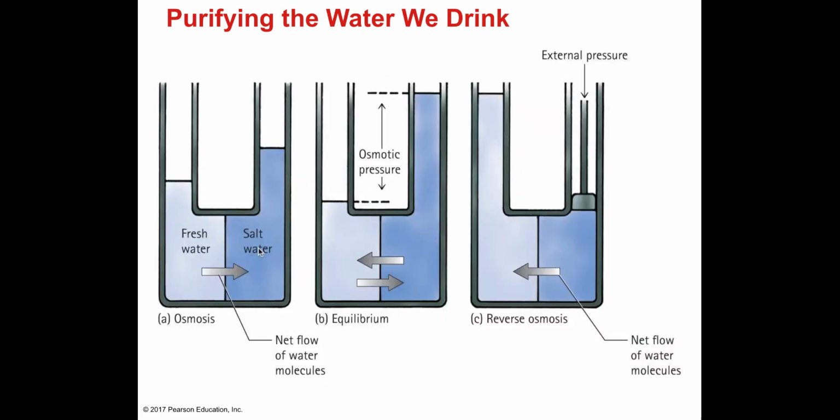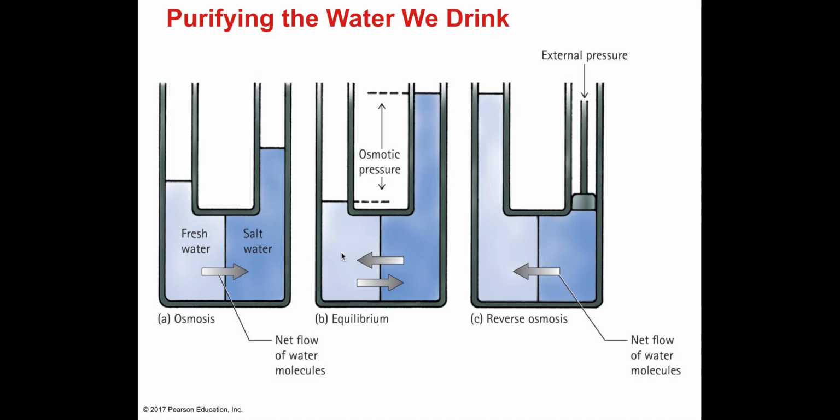So these are all methods of purifying water. So this is osmosis, this is equilibrium, this is reverse osmosis right here. So with osmosis, you have fresh water on one side and salt water on the other side. Okay. So with osmosis, the fresh water is going to pass across a semi-permeable membrane into the salt water. Okay. And so in this one, that's osmotic.